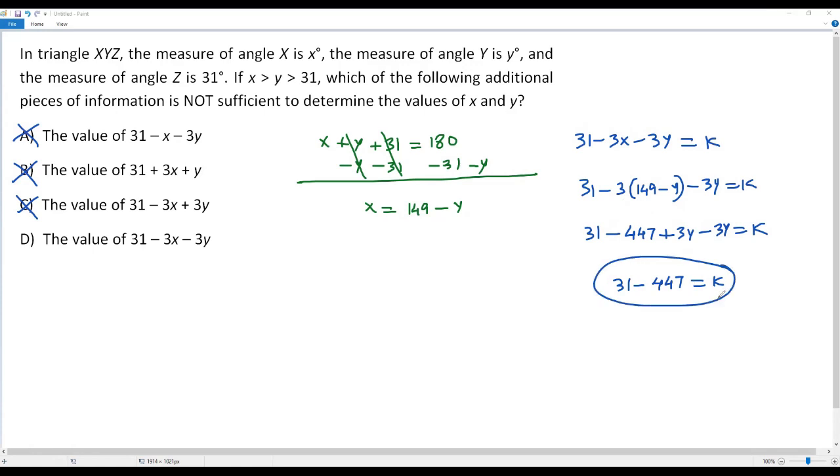That is, we are not able to solve for y when I use the information in answer choice D. When I'm not able to solve for y, I won't be able to solve for x as well. So this information is not sufficient to determine the values of x and y. So the correct answer choice for this question is D.